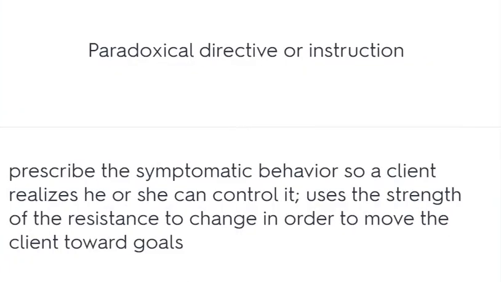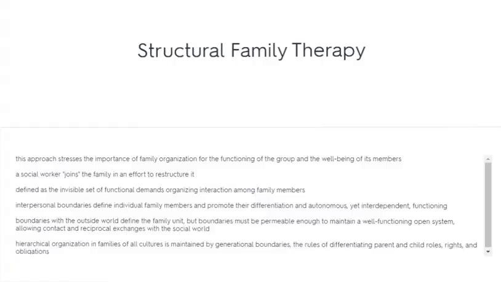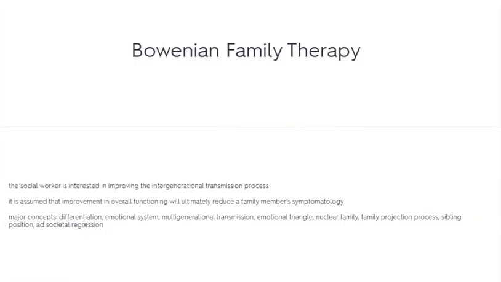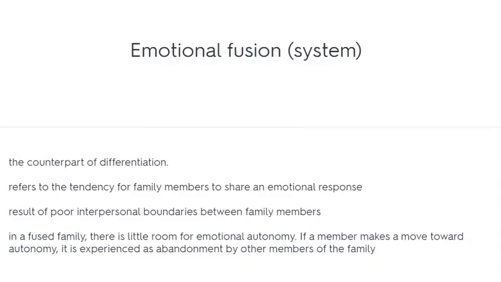Paradoxical directive or instruction. Prescribe the symptomatic behavior so a client realizes he or she can control it. Uses the strength of the resistance to change in order to move the client toward goals. Structural family therapy. Bowenian family therapy. Emotional fusion.